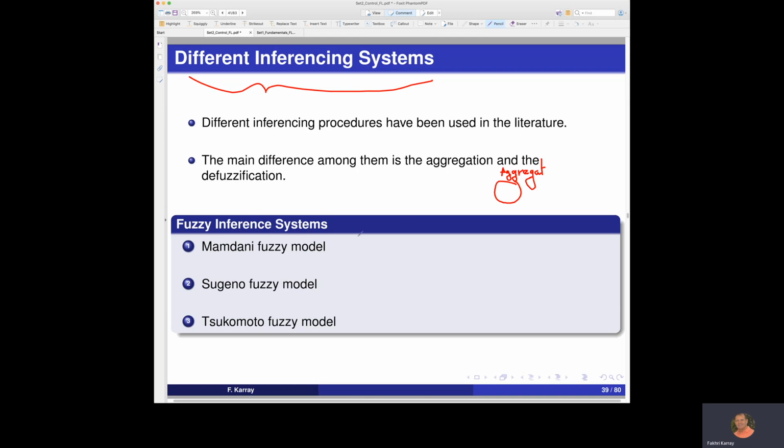So there are three of them. Okay, there is the Mamdani fuzzy model, the Sugeno fuzzy model, and the Tsukamoto fuzzy model. And each one of them has been utilized a lot in the literature over many, many years. I'm going to speak about the Mamdani one and also the Sugeno fuzzy model, because they are the most used types of fuzzy models. The Tsukamoto fuzzy model could also be utilized, but it's not very much used in the literature and in applications.